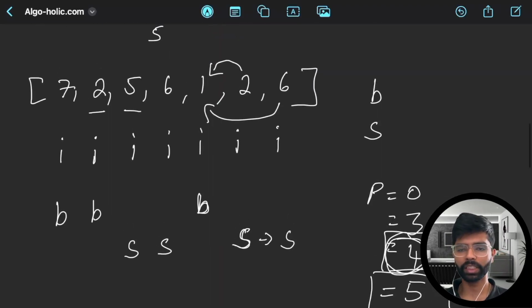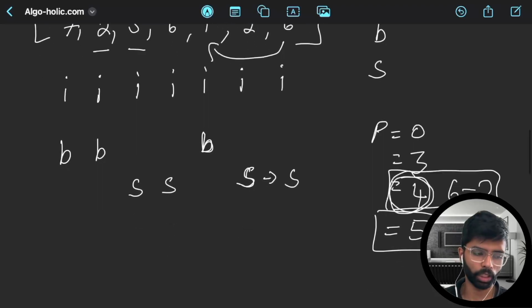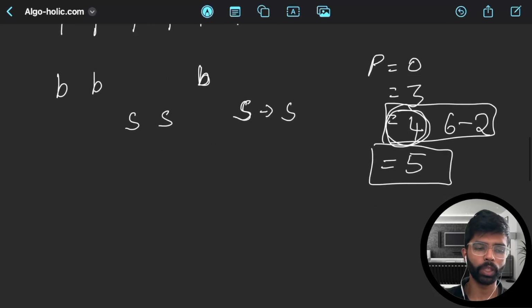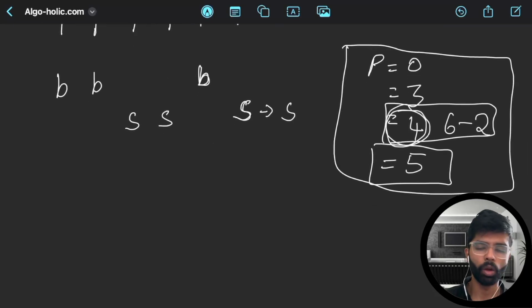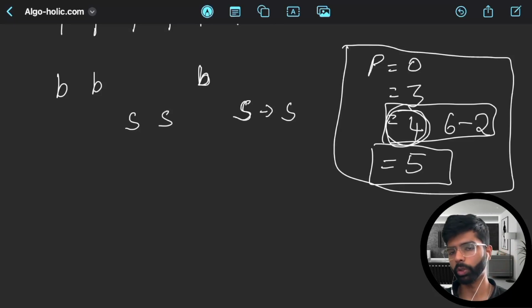So the reason this works is that B is always going to be before S, because we obviously need to buy the stock before we sell the stock. And as long as we only change the value of profit when the current profit scenario is more than the profit that we encountered from a different transaction, this is always going to work.